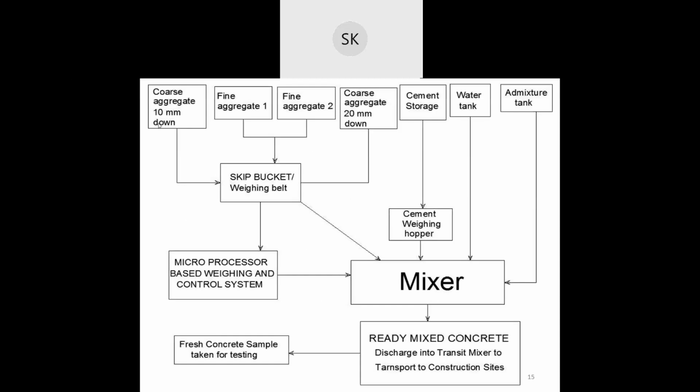So basically this is a flow diagram. Coarse aggregate 10 mm down, fine aggregate 1, 2. This is the bucket. Coarse aggregate 20 mm down. Again, see here, all aggregates are arranged in one bucket. Okay. Now cement, water tank.